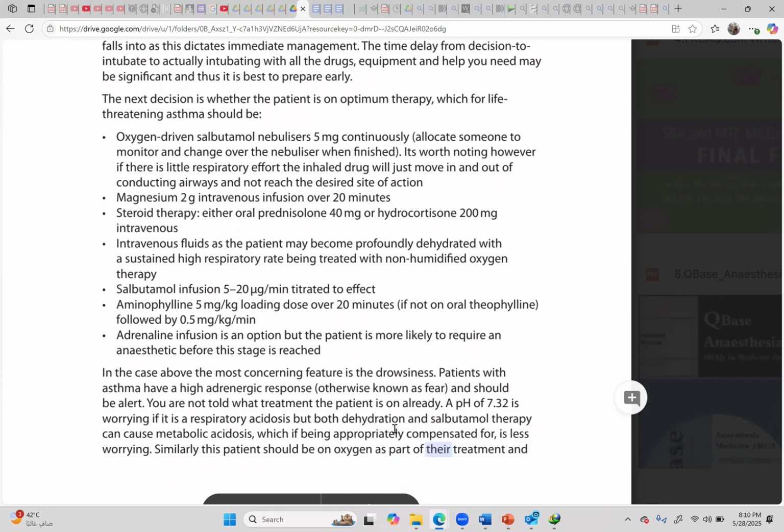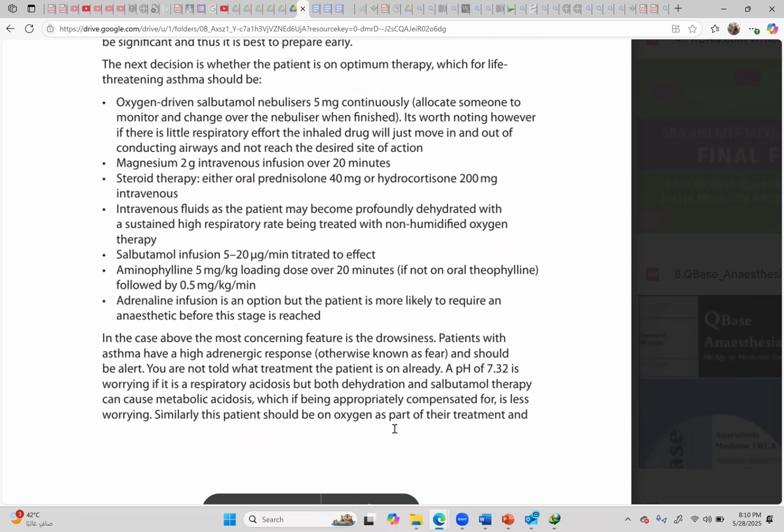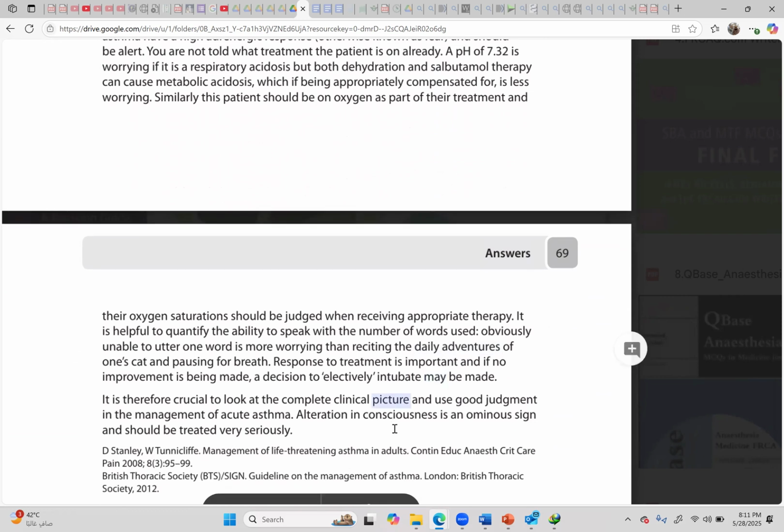Okay, and you are not told about the treatment. A pH of 7.32 is worrying if it is a respiratory acidosis, but both dehydration and salbutamol therapy can cause metabolic acidosis, which, if appropriately compensated for, is less worrying. Similarly, this patient should be on oxygen as part of the treatment, and their oxygen saturation should be judged when receiving appropriate therapy. It is helpful to quantify the ability to speak by the number of words used. Obviously, being unable to utter one word is more worrying than reciting the daily adventures of one's cat and pausing for breath. Response to treatment is important, and if improvement is being made, a decision to electively intubate may be made.